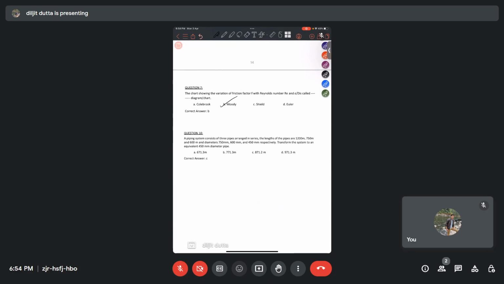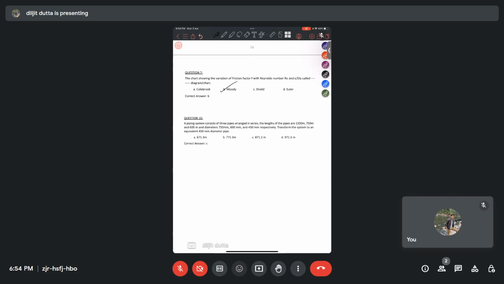A piping system consists of three pipes arranged in series. The lengths of the pipes are 1200, 750 and 600, and the diameters are 750, 600 and 450. Transform the system to an equivalent 450 mm diameter pipe.